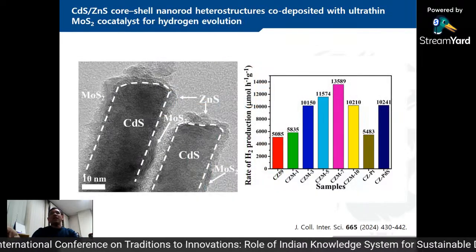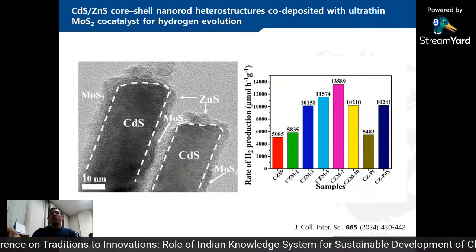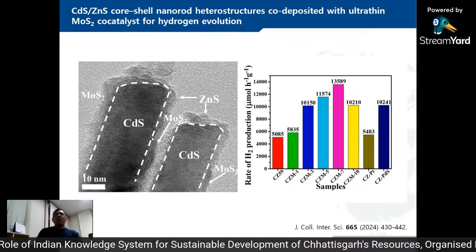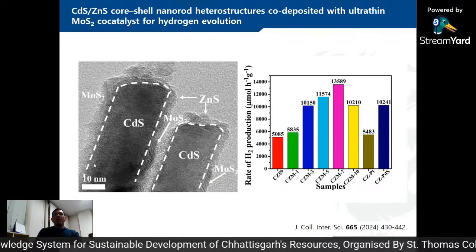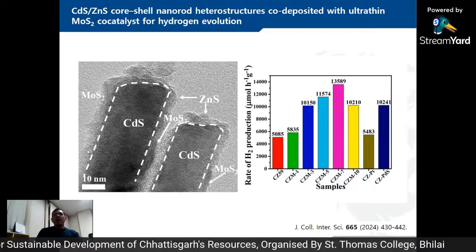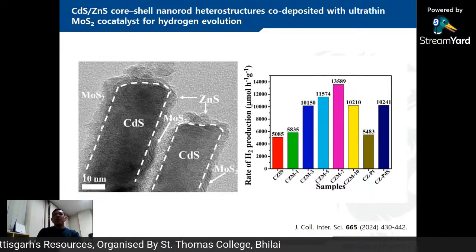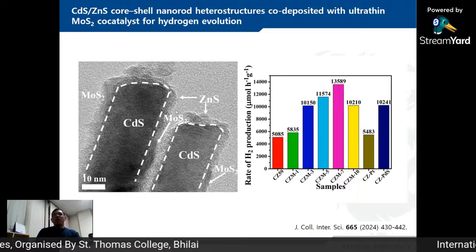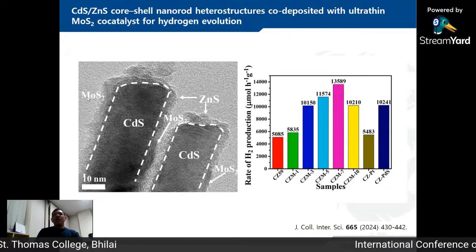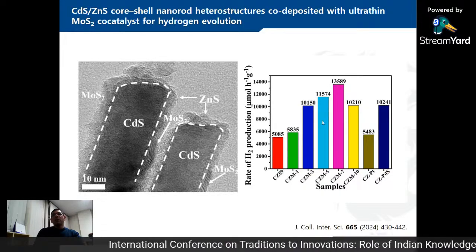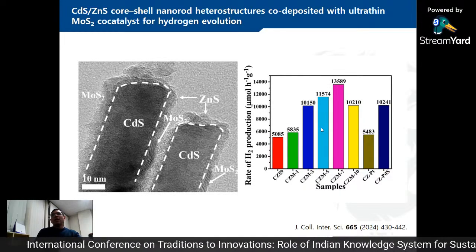And this is a cadmium sulfide and zinc sulfide core-shell structure. Cadmium sulfide is a 2D or rod-like structure. Over this rod, a thin transparent layer of zinc sulfide is coated. Over this coated zinc sulfide, a few layers of molybdenum sulfide are deposited by a deposition method. I used a hydrothermal and other deposition methods.